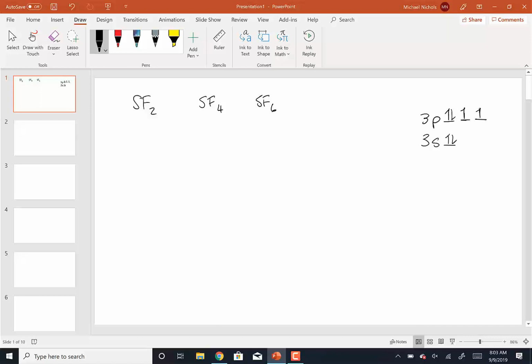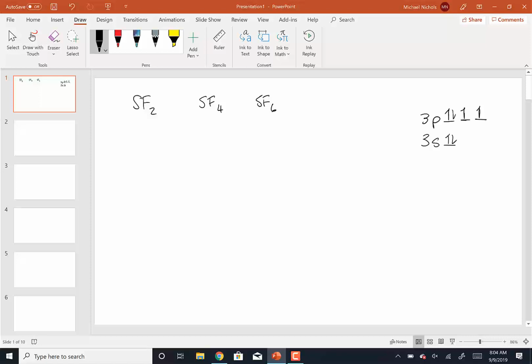Right, would be our, let's see. No, it only has 4 valence electrons, sorry. So when we start with sulfur, no, that's right. So when we look at SF2, because this is sulfur, not carbon, so there's 6 valence electrons.